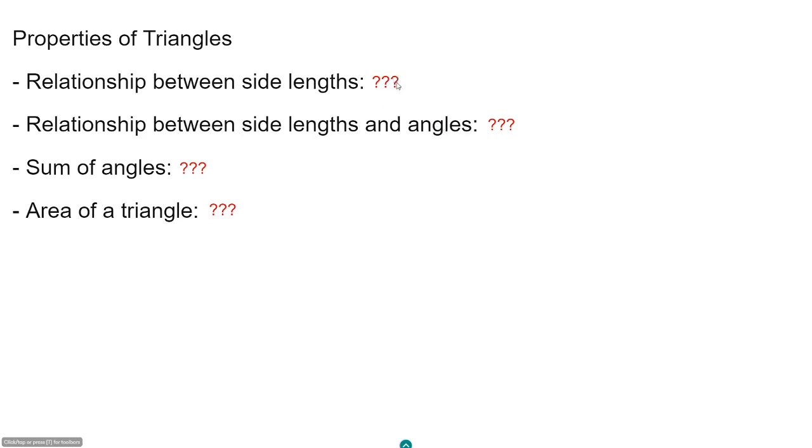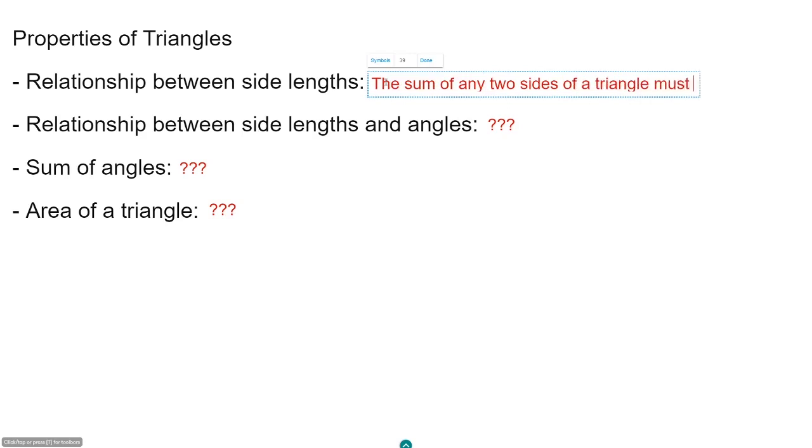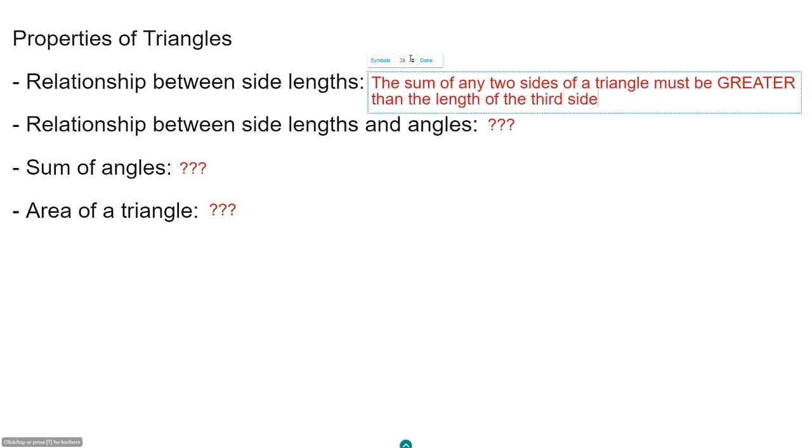So what is the relationship between the side lengths of a triangle? A triangle has 3 sides, and you should know that. And you should also know that the sum of any 2 sides of a triangle must be greater than the length of the third side. Very important. They cannot be equal to.